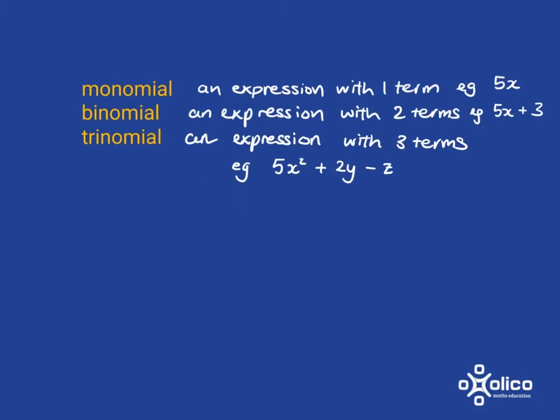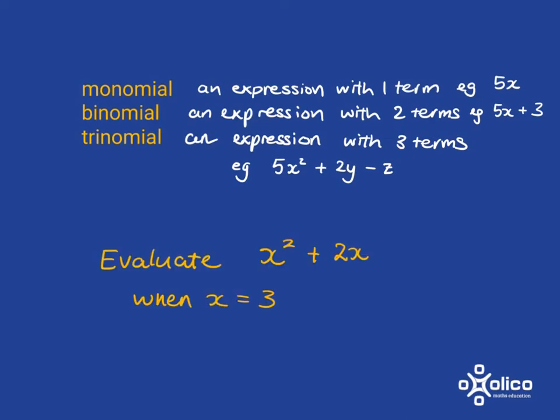And then we have some algebraic expressions that have special names. A monomial just is an expression with only 1 term. For example, 5x. A binomial, bi like in bicycle, etc., 2, it's an expression with 2 terms. So here we've got 5x plus 3, 2 terms. And a trinomial, tri like in triangle, etc., means 3. It's an expression with 3 terms, like this one here, where we've got 1, 2, 3 terms.